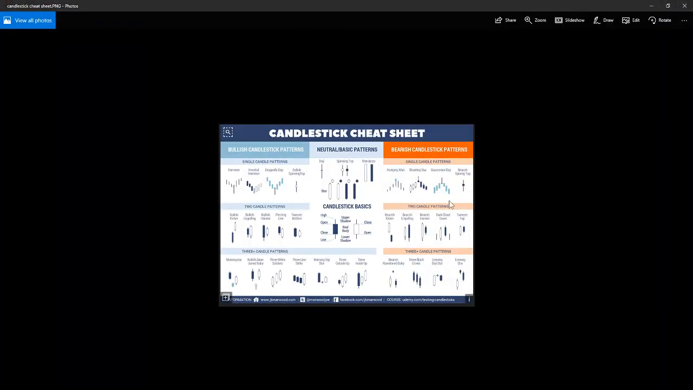So here are a few more candlesticks. This is a candlestick cheat sheet. I do like this one, because it basically goes over everything. These are your bullish candlestick patterns. These are more patterns, right?